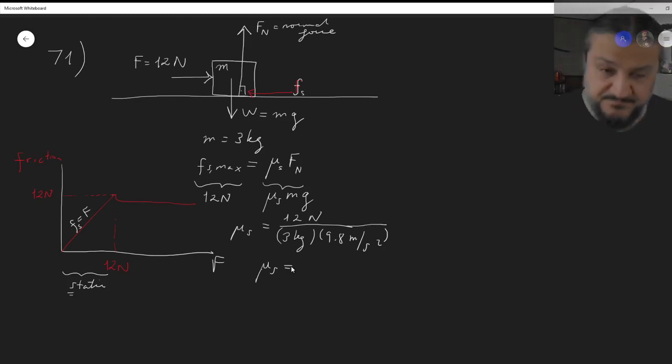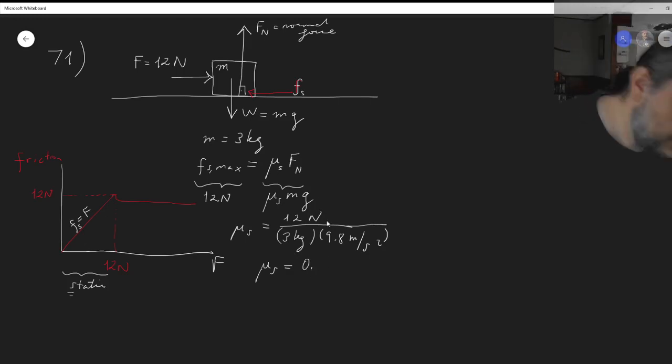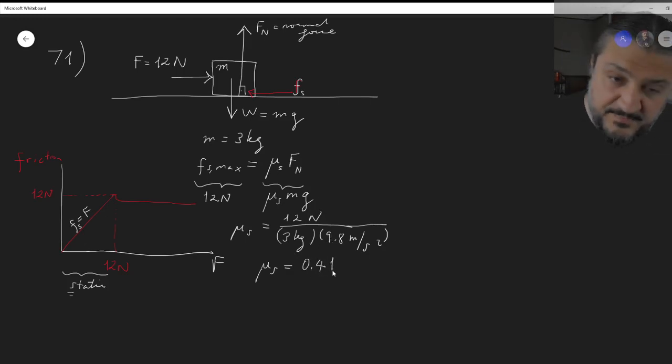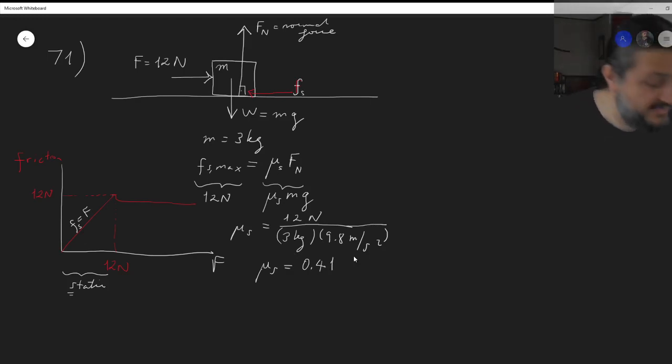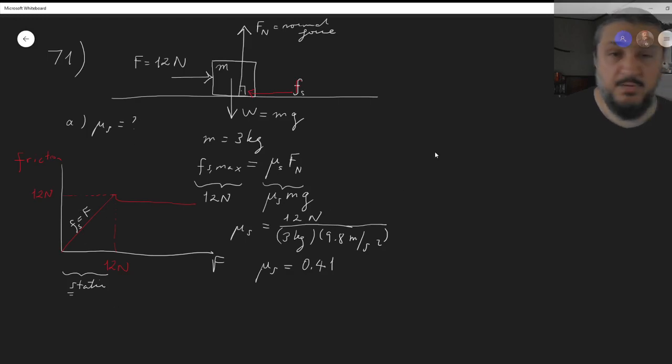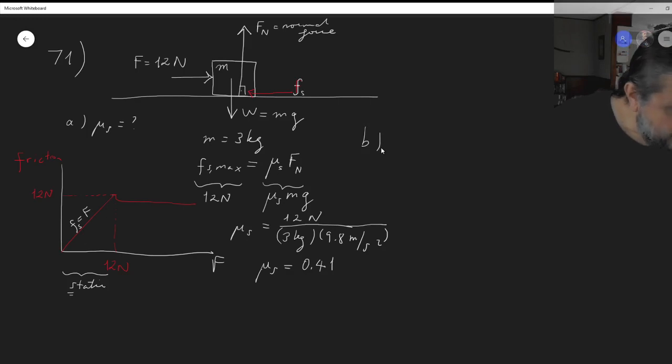0.408. Let's just use 2 significant figures, 0.41, let's say. Okay, that's our mu-s. This was part A. Part A, what is mu-s? What about part B? A 7 kilogram block is stacked on top of the 3 kilogram block.